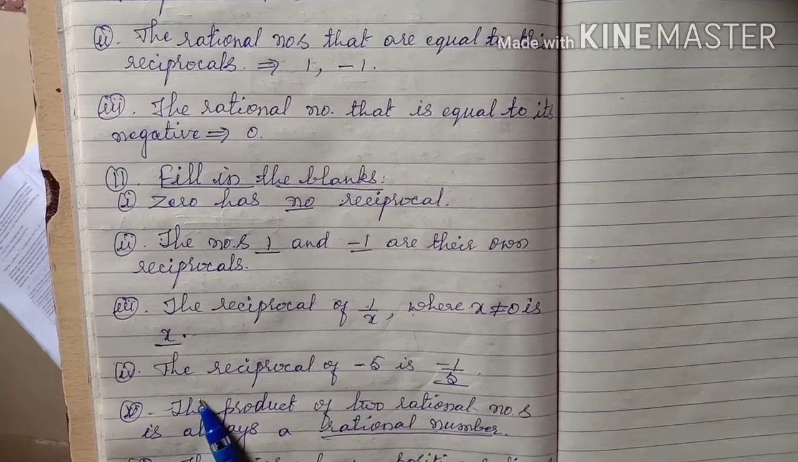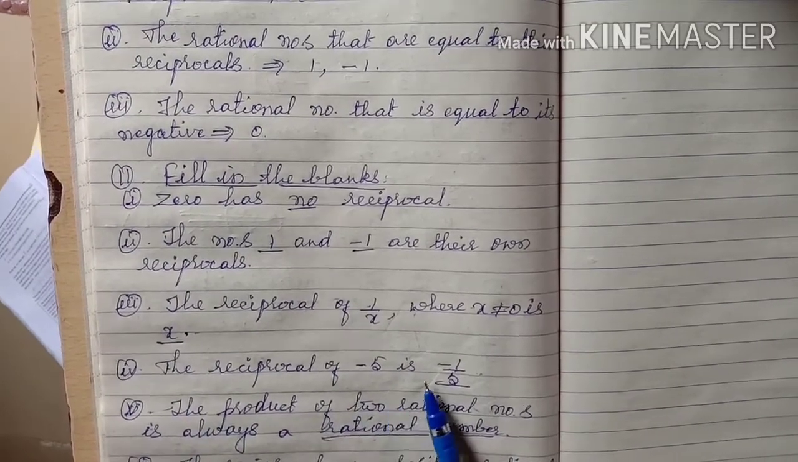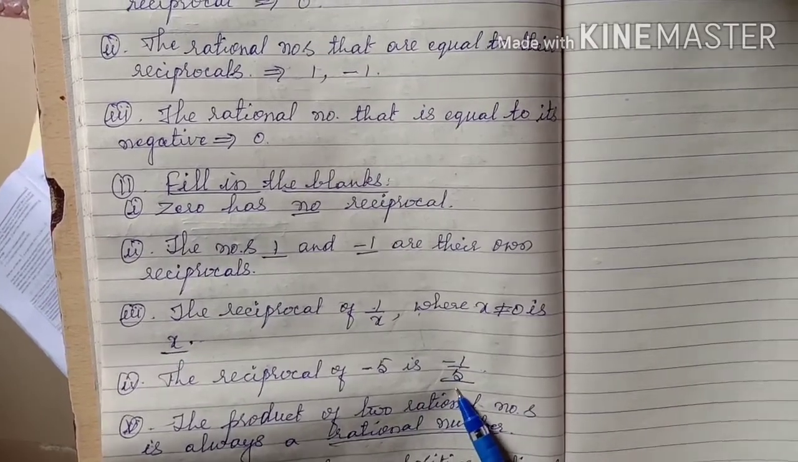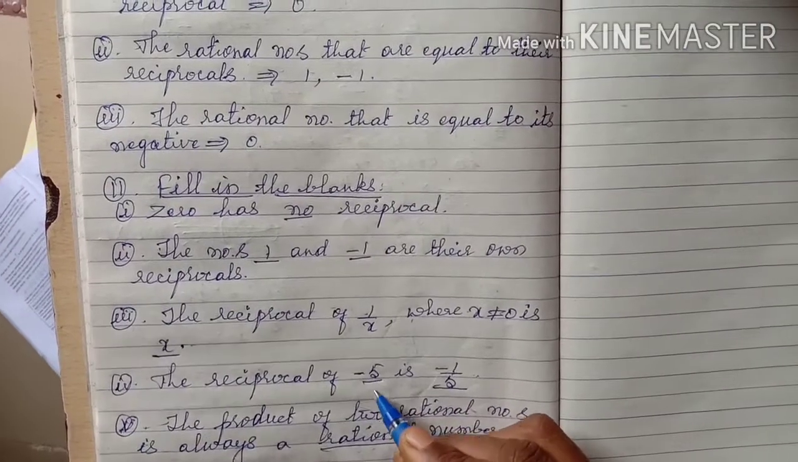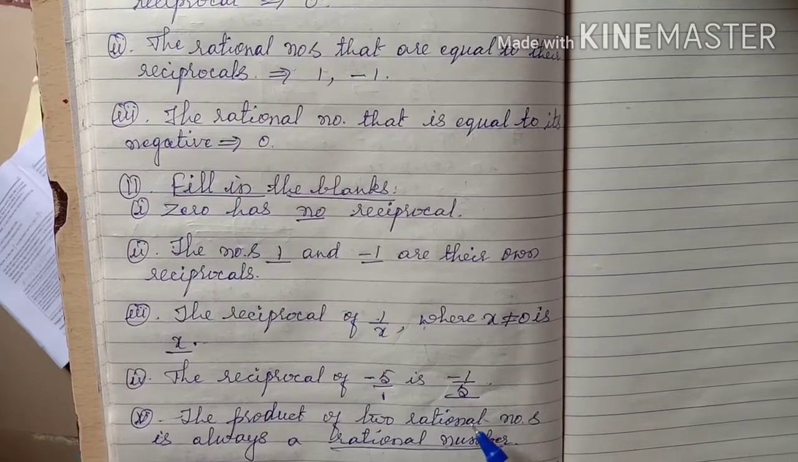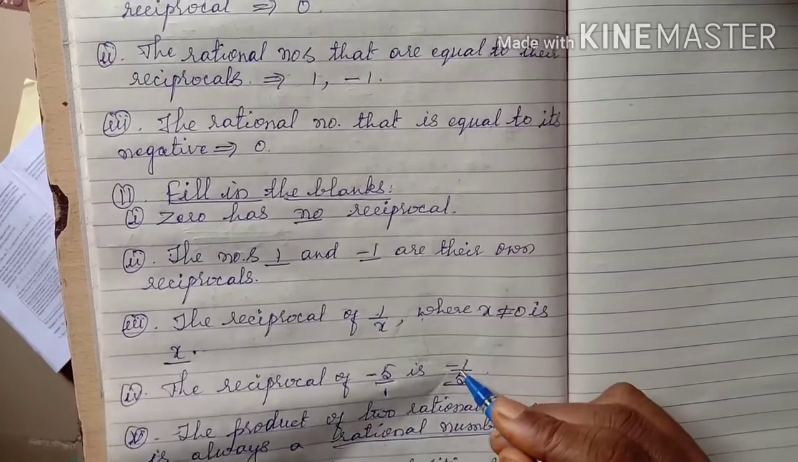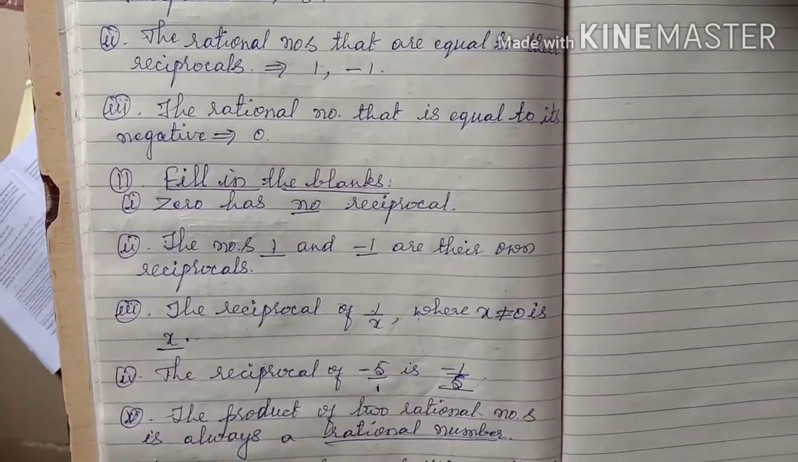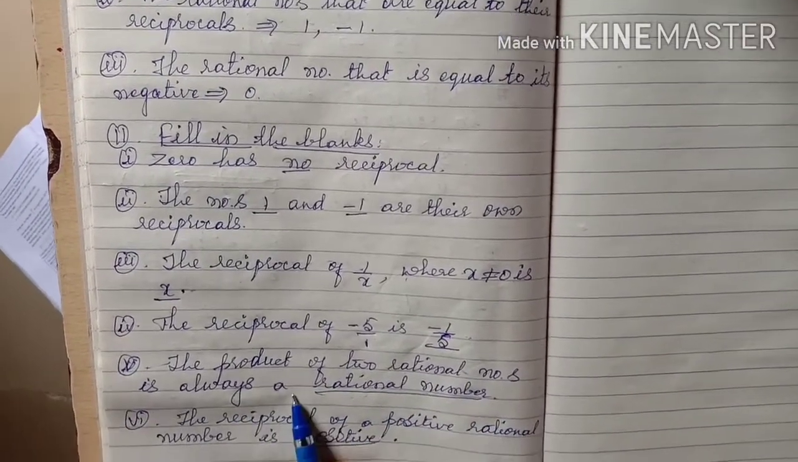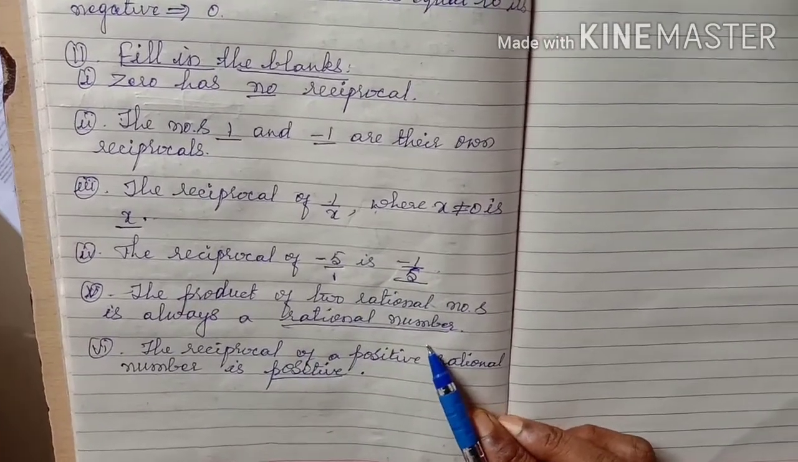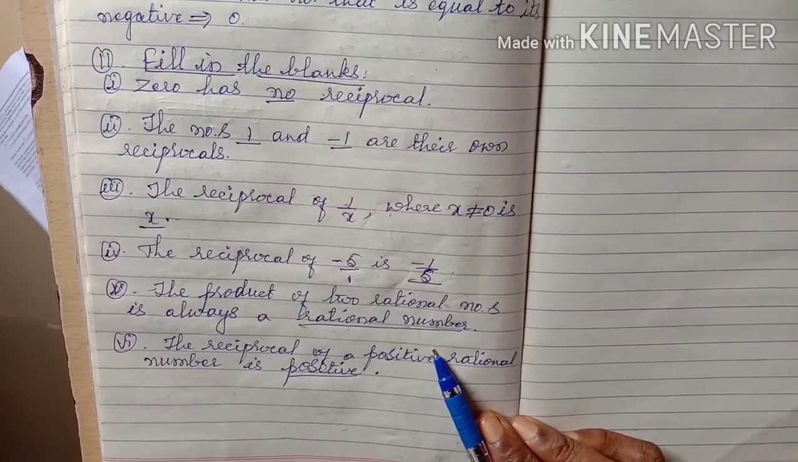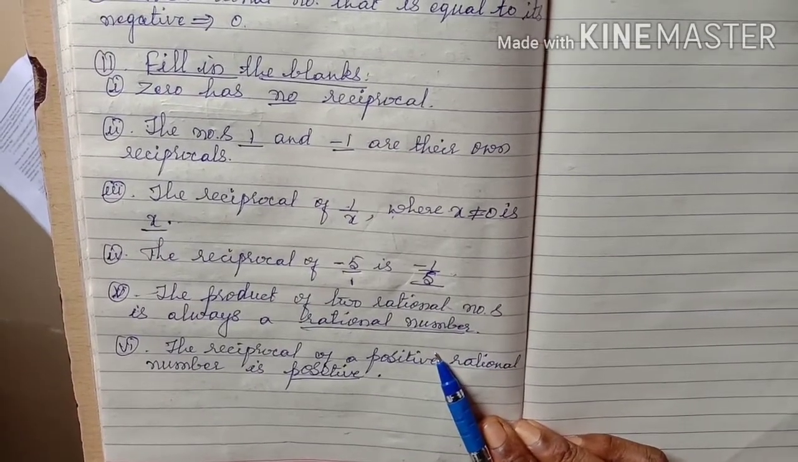Then the fourth one, the reciprocal of minus 5 is what? Minus 1 by 5. For the reciprocal, in the denominator we have 1, children, so 1 will go to the numerator and 5 comes to the denominator. So minus 1 by 5, children. Then the fifth one, the product of two rational numbers is always a rational number. Take any two rational numbers and multiply, and you will get back a rational number, children.